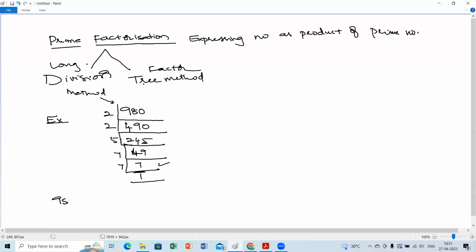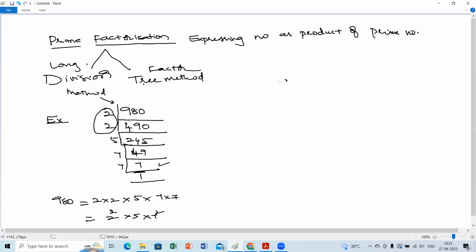Now 980 can be expressed as a product of prime numbers. 2, how many times, order-wise you should write, children? First number, 2, 2 times. Then 5 repeated 1 time. Then 7 repeated 2 times. This you can even write as 2 square into 5 into 7 square. This is the prime factorization method. If you multiply all these factors, you will get 980 once again, if you are doing it correctly.